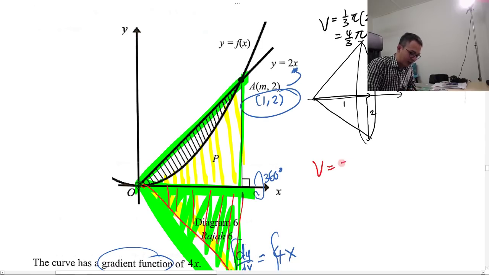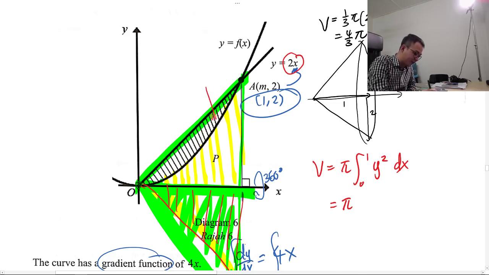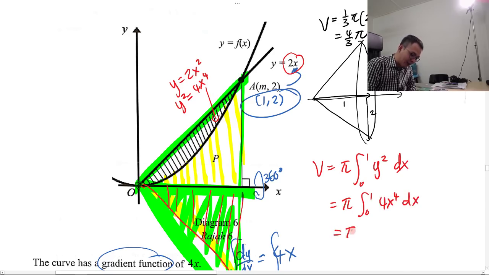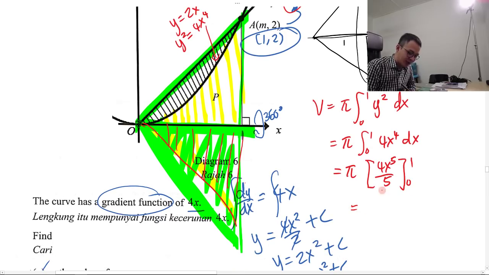This one is very easy. To get the other volume, it's pi times the integral of y squared dx, since I rotate on the x-axis, from 0 to 1. So what is my y? My curve is not 2x, my curve is 2x squared. So y squared, 2x squared squared, gives you 4x to the power 4. I integrate from 0 to 1, 4x to the power 4 dx, leaving my pi outside as always. Integrating, I get 4x to the power 5 over 5, from 0 to 1. Substituting in the 1, you get 4 over 5 pi minus 0. That means the volume is 4 over 5 pi.